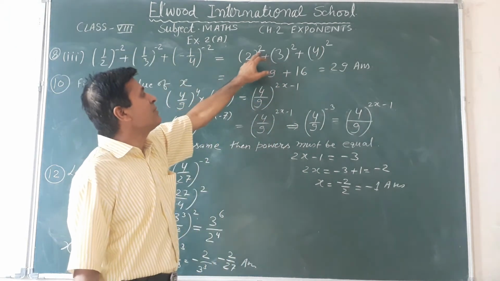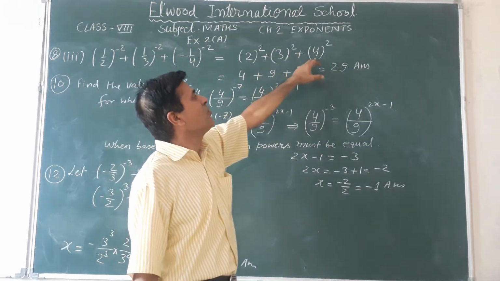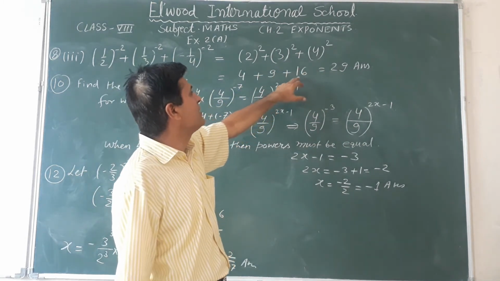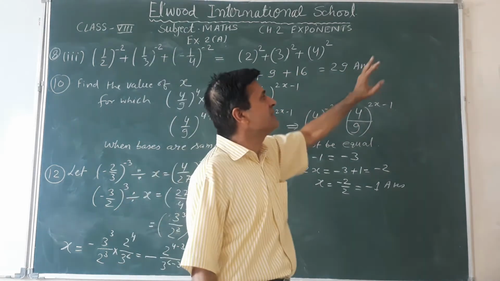So 2 multiplied by 2 will be 4, 3 multiplied by 3 will be 9, and 4 multiplied by 4 will be 16. So 16 plus 4 is 20, plus 9 is 29. 29 is the answer.